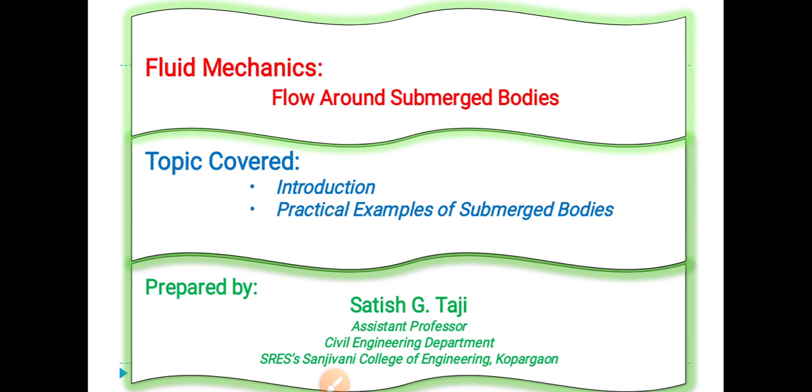Unit 4, A part, impact of jet. B, centrifugal pumps. Unit 5A, hydropower generation. B, performance of hydraulic turbines. Unit 6A, gradually varied flow in open channels. B, gradually varied flow computations.